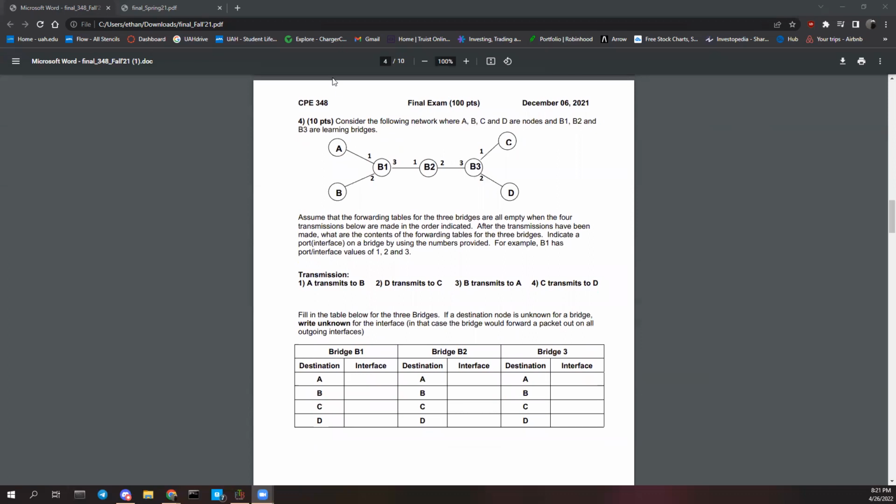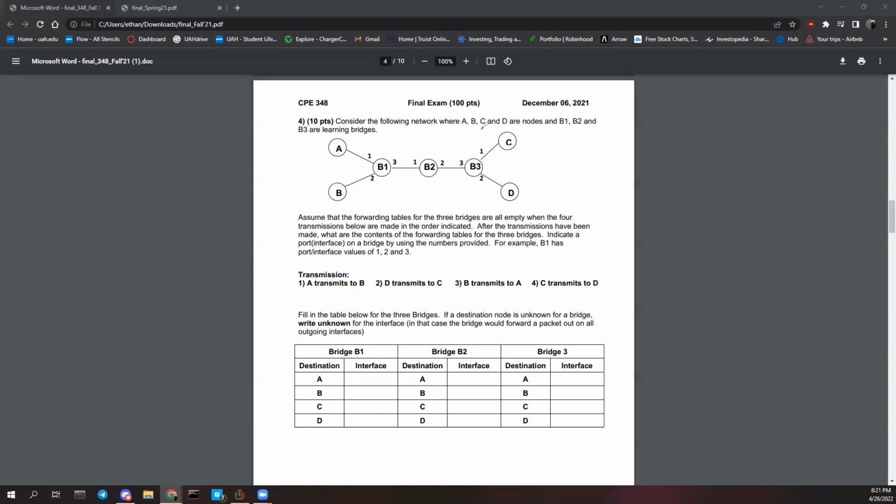All right. Learning bridge time. This is always fun. I think learning bridges were on test 2 as well, exam 2. So if you want to look back at those exams afterwards, that's where these topics will be.